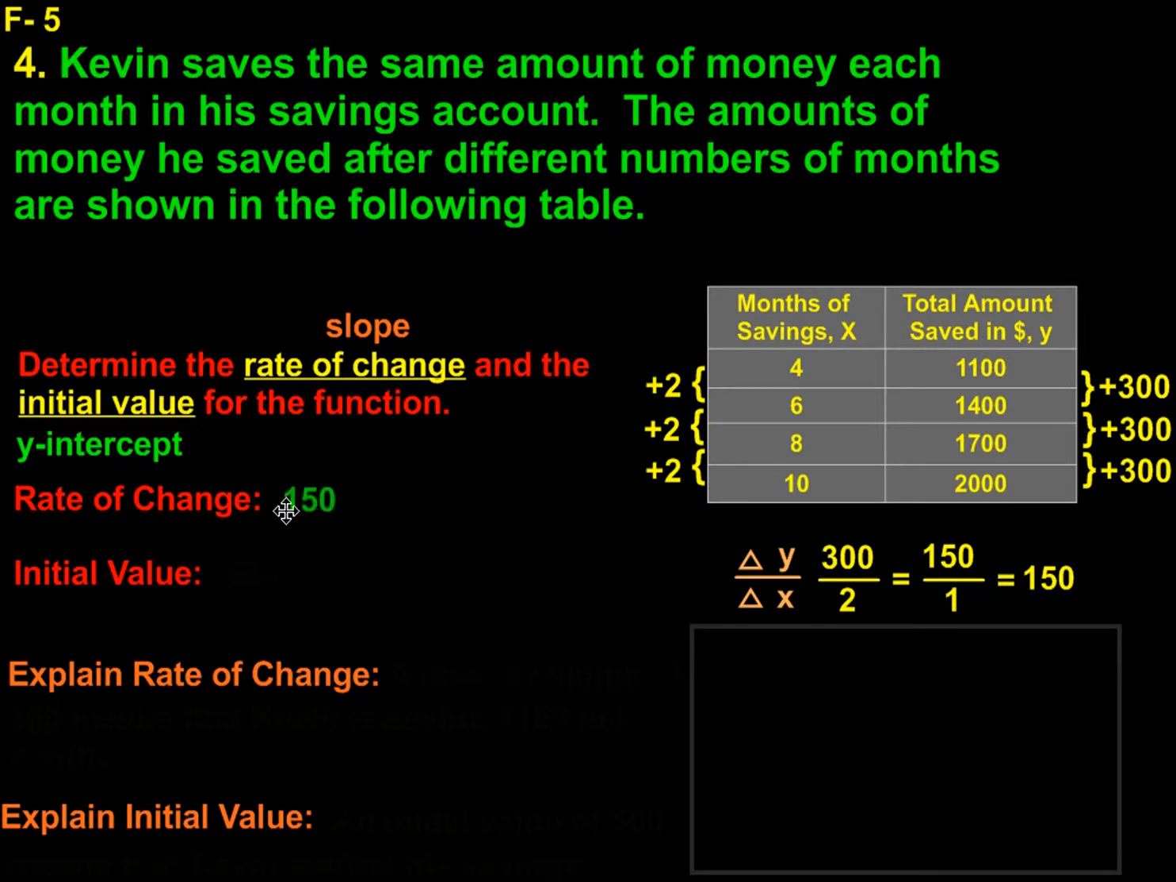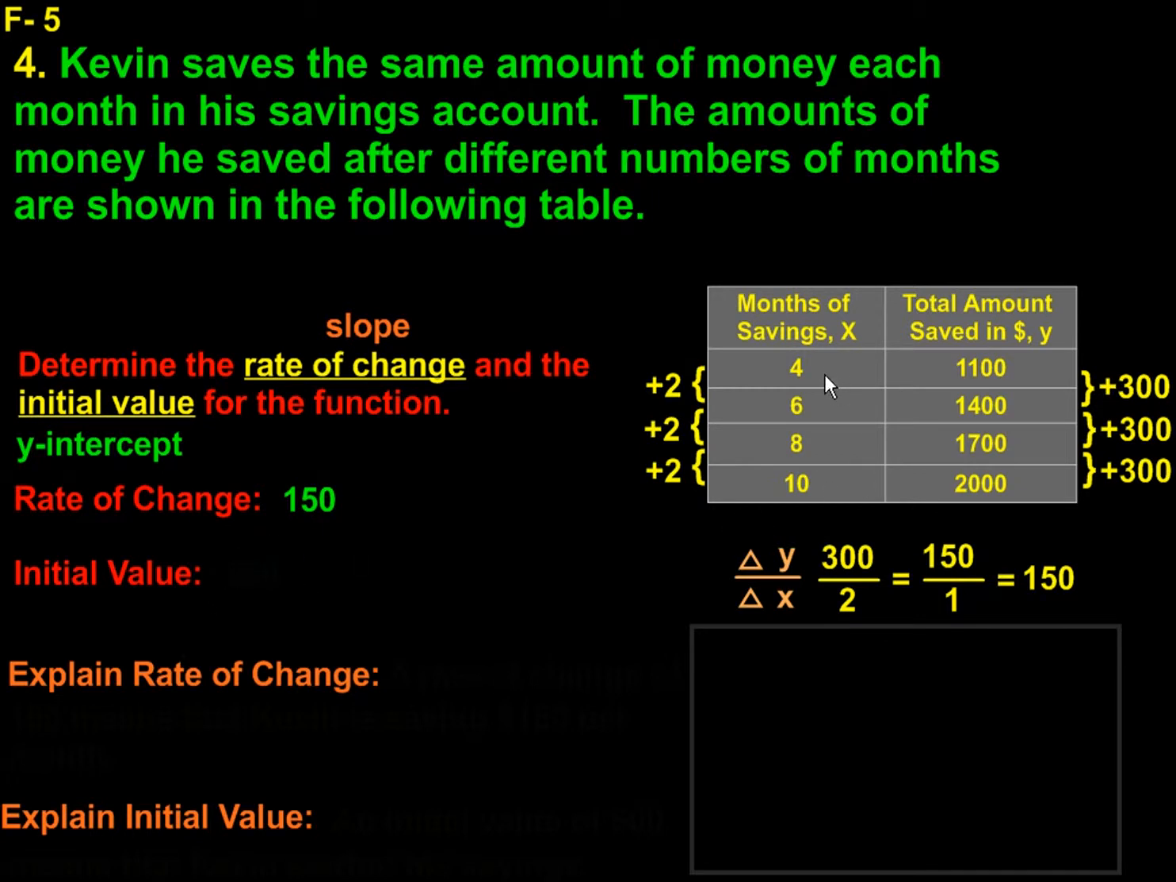Now, it's interesting, as a rate of change, we can show it as 150. As a slope, we would generally want to show it as 150 over 1. So there's a slight difference in the interpretation of rate of change versus slope. Otherwise, they're pretty similar. Now we'll look at the initial value.